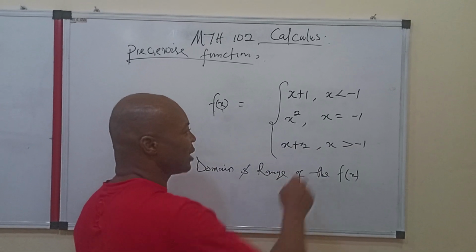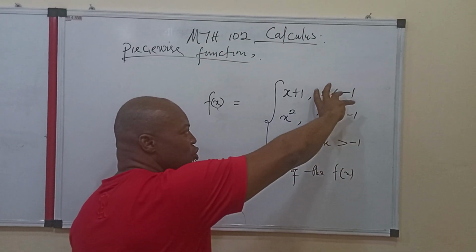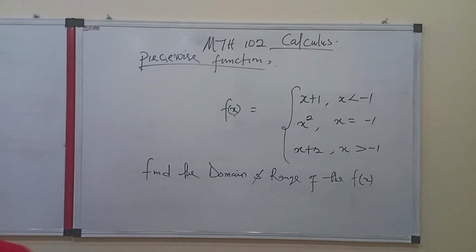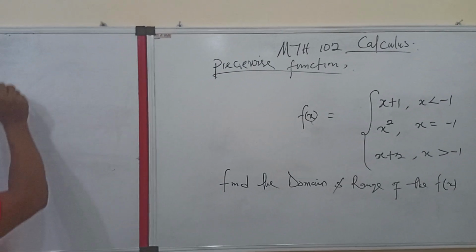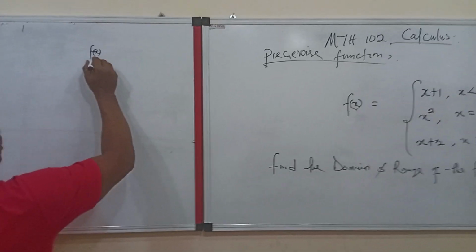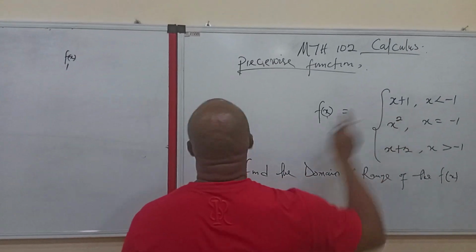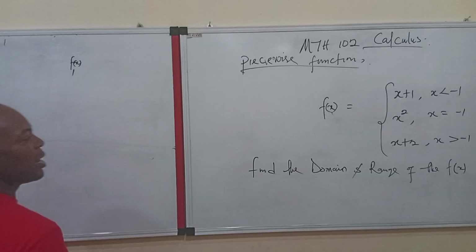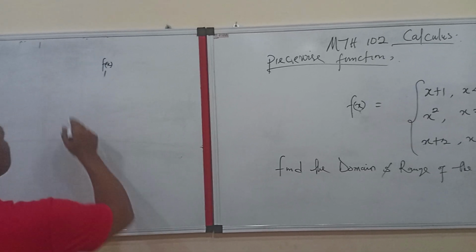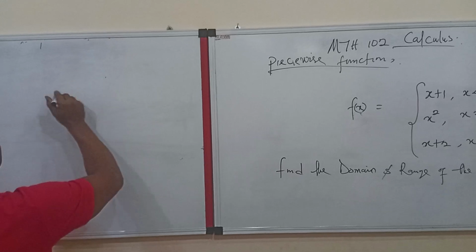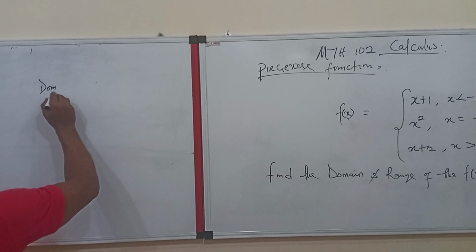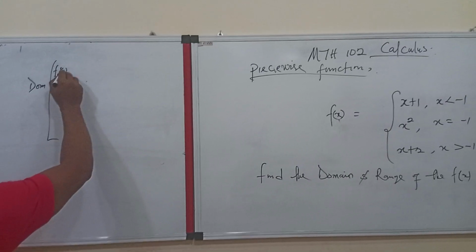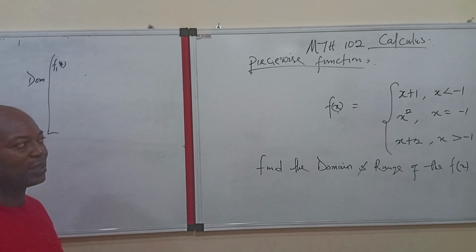So wetin we wan do now? Na to try to see how we go collect all this domain, use form this one domain. Make we see wetin we wan do. For the first function, make we call am f of x1. That is for this one. For f of x1, the domain value wey in get na wetin?